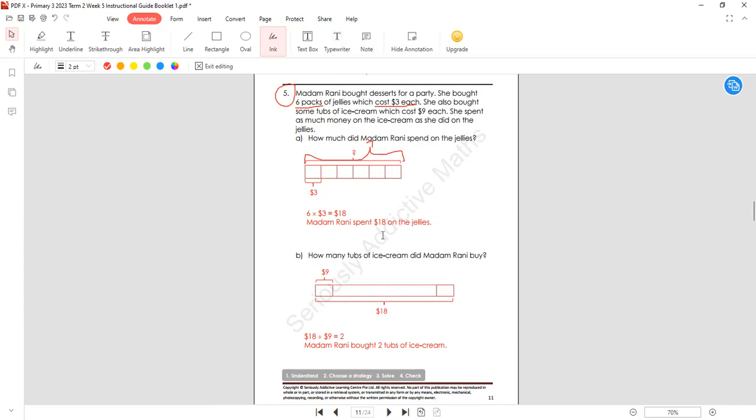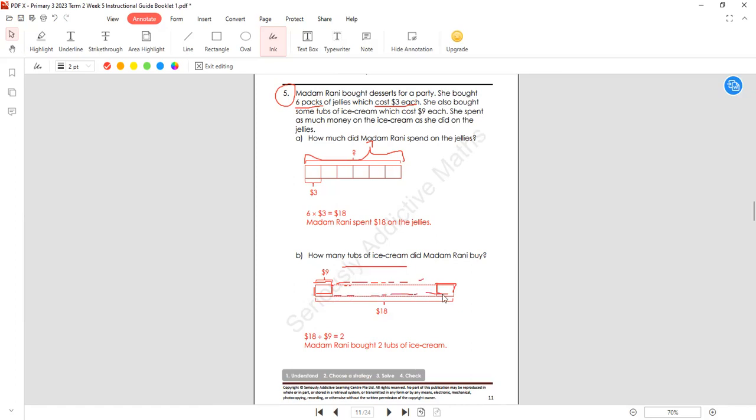Now question B is, how many tubs of ice cream did Madam Rani buy? So we know that she spent $9 on 1 tub. So I tell them that this is about finding how many groups, because it's asking how many tubs of ice cream. How many groups means that we don't know how many groups. So we need to use this dotted line, which is what is shown in the diagram.